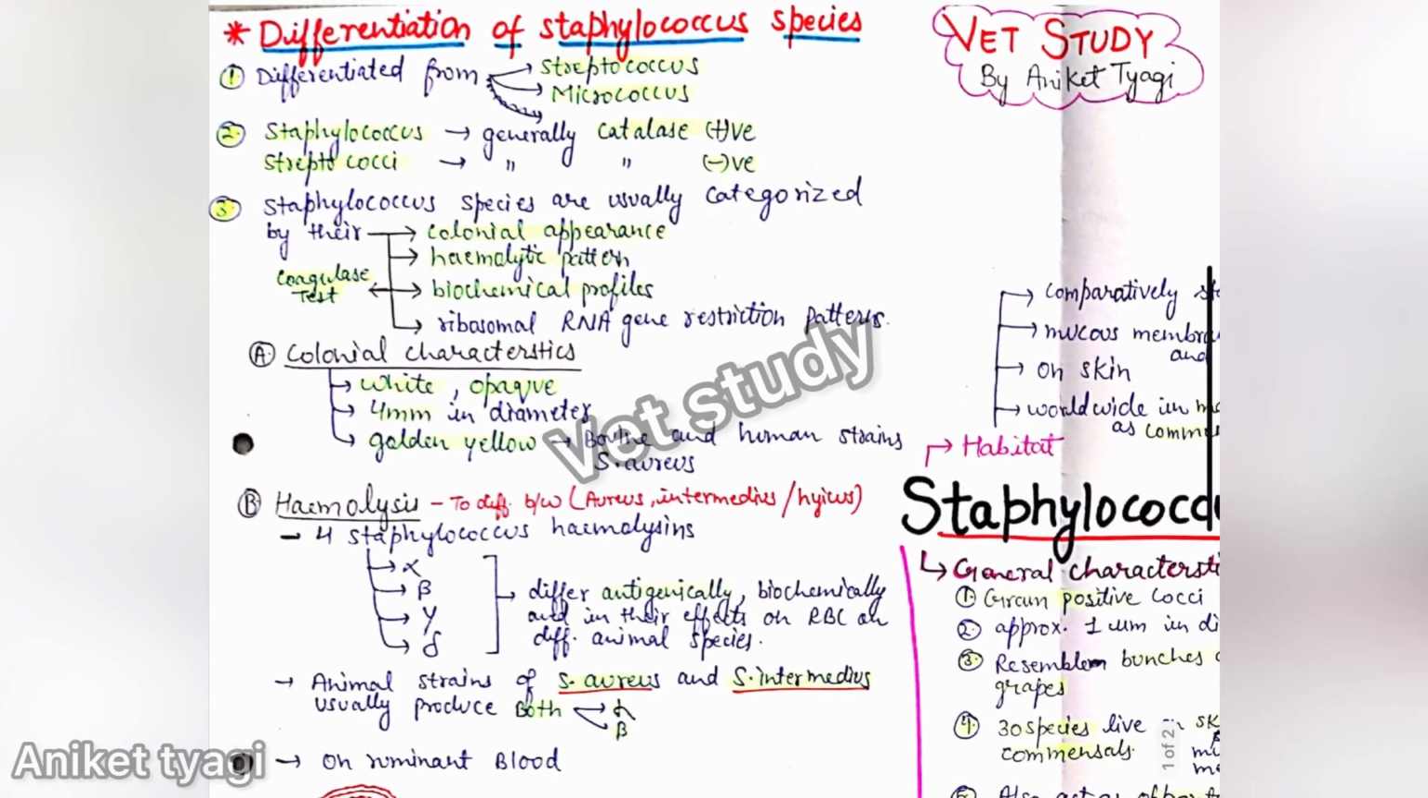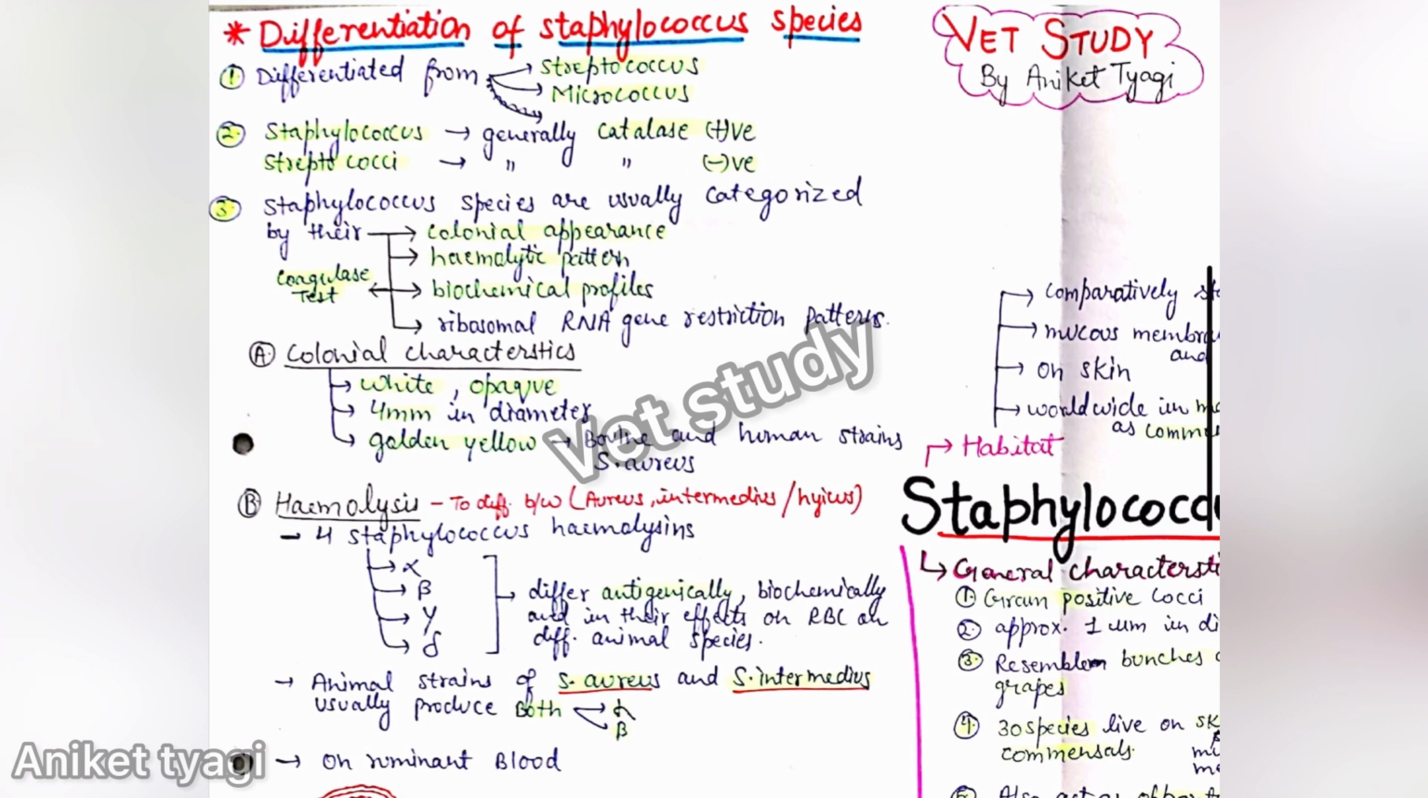After this we have the differentiation of Staphylococcus species, because this differentiation is very important. Why? This differentiation will tell you how you can differentiate between the different species of Staphylococcus, or from different genera like Streptococcus or Micrococcus. So basically, how can you differentiate between Streptococcus and Staphylococcus? Staphylococcus is generally catalase positive, whereas Streptococcus is catalase negative, right?